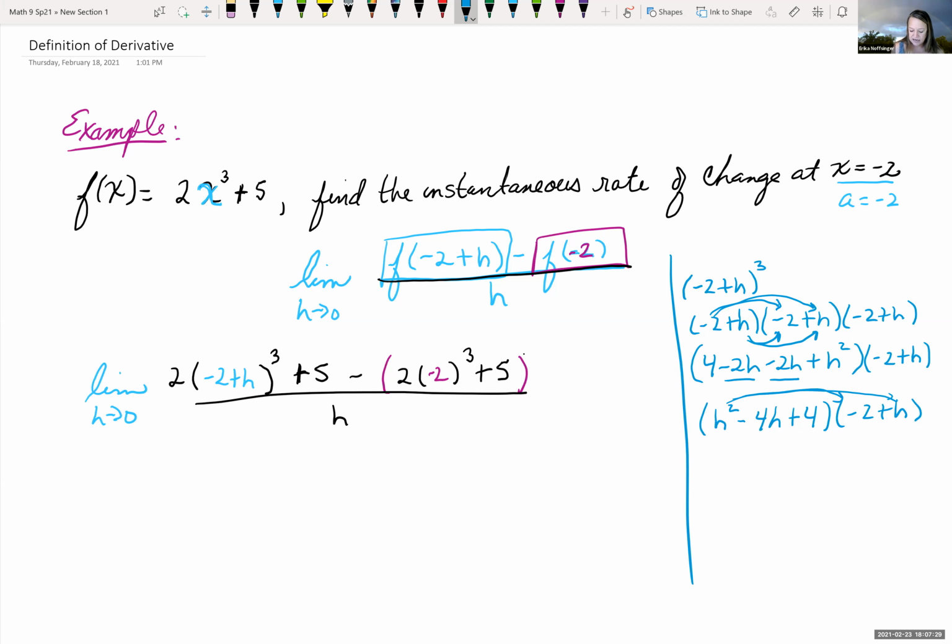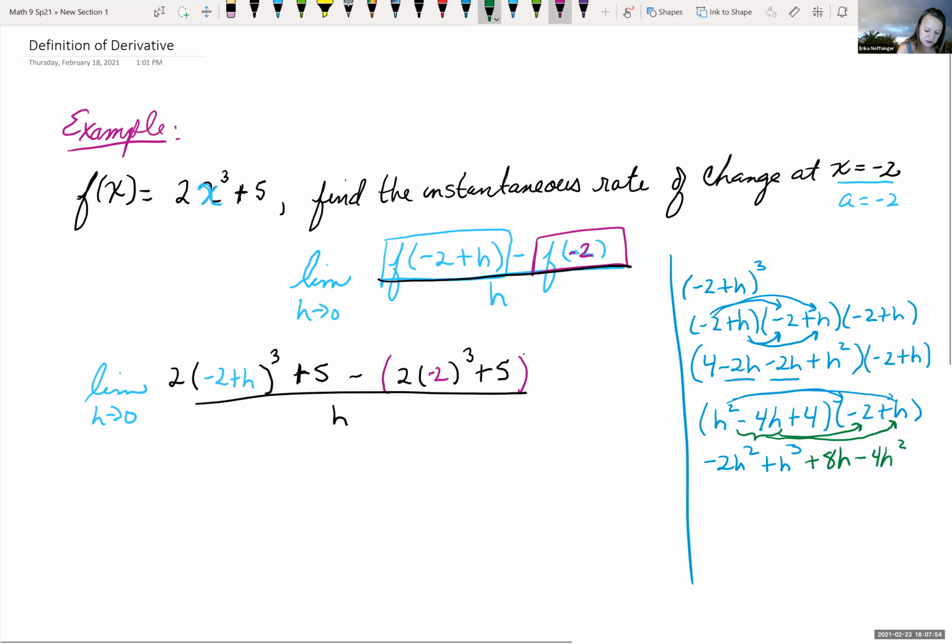So h squared times -2 is -2h squared. h squared times h gives me plus h cubed. Now if I distribute -4h to each term, -4h times -2 is plus 8h, and -4h times h is minus 4h squared. And then one more term that we have to distribute is this plus 4. Distributing the plus 4 to each term, plus 4 times negative 2 is negative 8, and 4 times h gives us plus 4h.